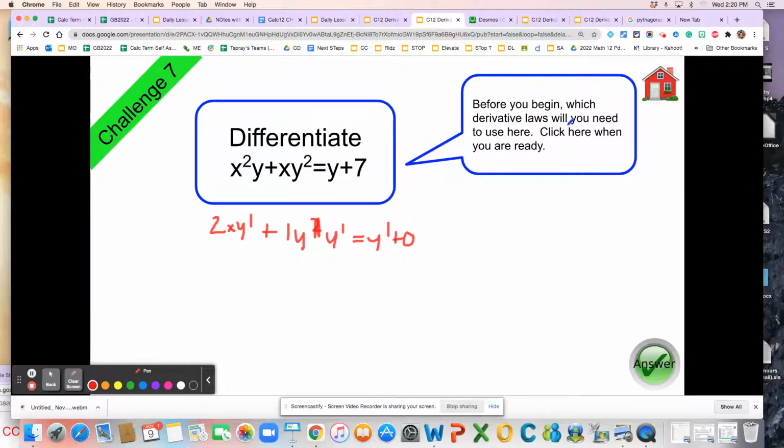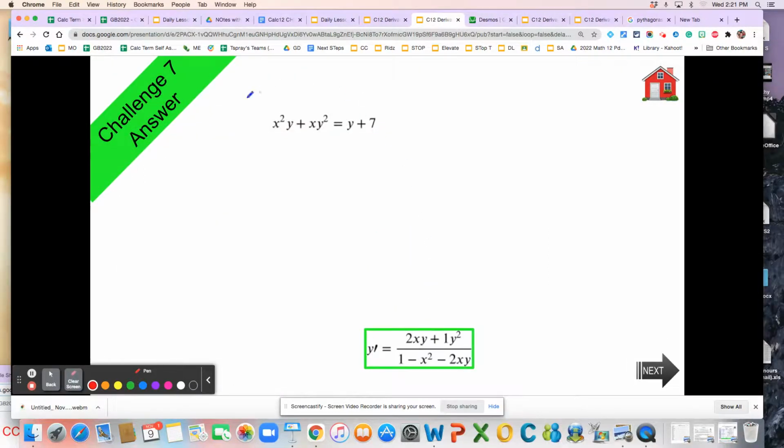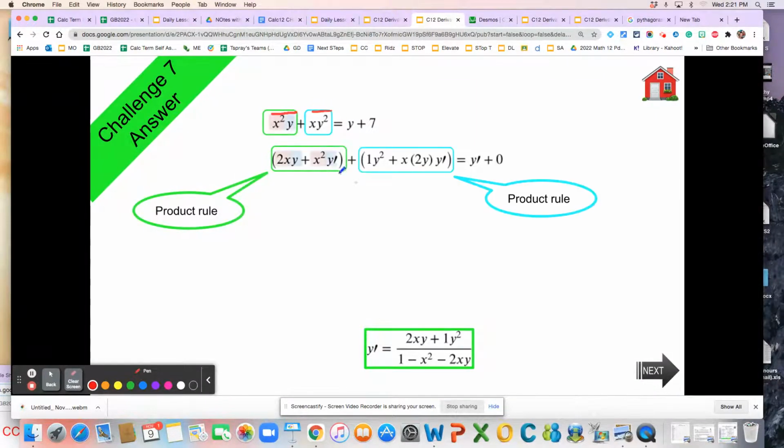So which derivative laws will you need to use here? Look at this. What's the operation between these two? Isn't it multiplication? So we're going to need the product rule, and probably the power rule and the chain rule in this problem. Keep that in mind. When we take the derivative of this, we're going to need the product rule there and the product rule there. I have helpfully color-coded this. There's f, there's g: f prime g plus f g prime. The derivative of y is y prime.